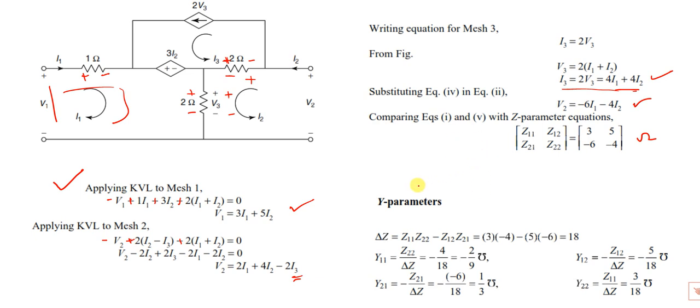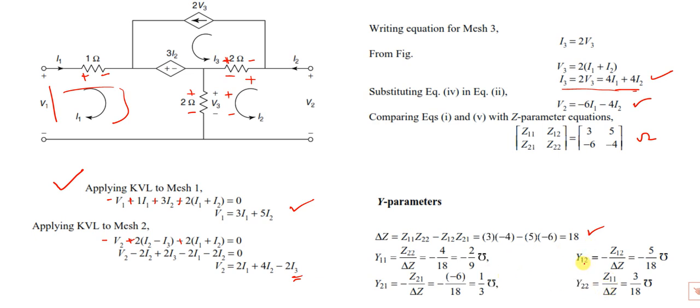Those are the Z parameters. Once you know the Z parameters, you can obtain the Y parameters. Delta Z is 3 into minus 4 minus 5 into minus 6, so that is 18 we got. And Y11, remember, is Z22 by delta Z. Similarly for Y22, you have to take Z11 by delta Z.